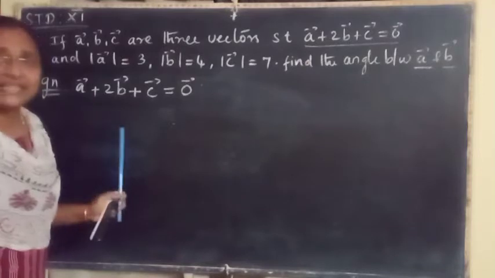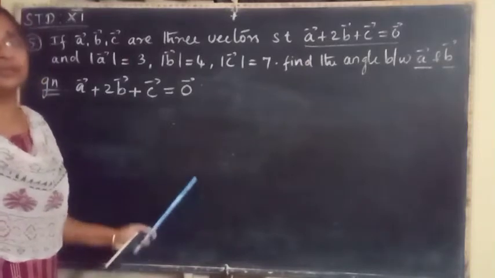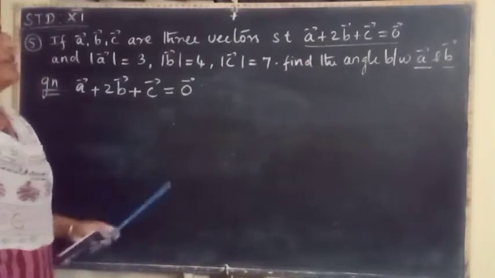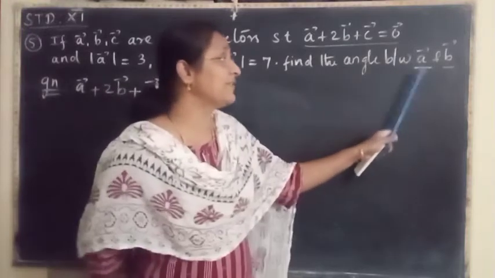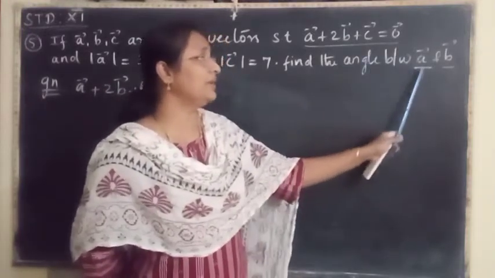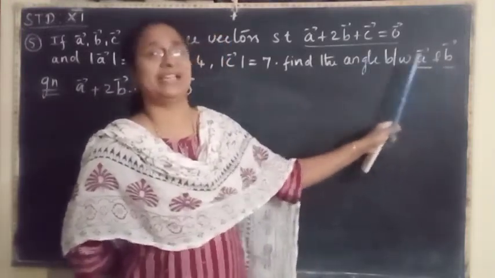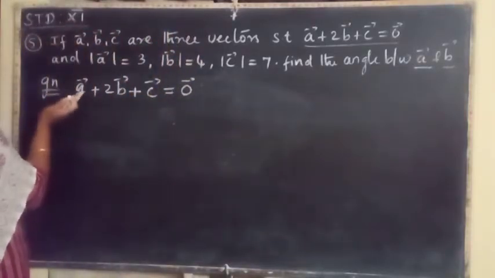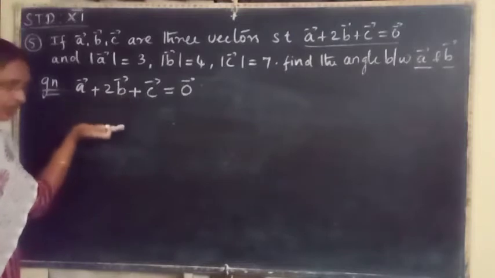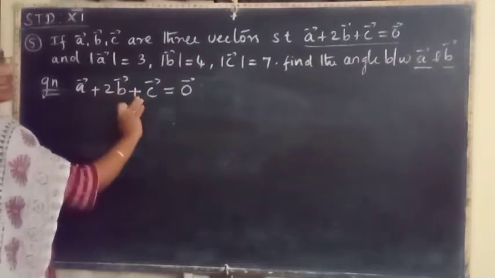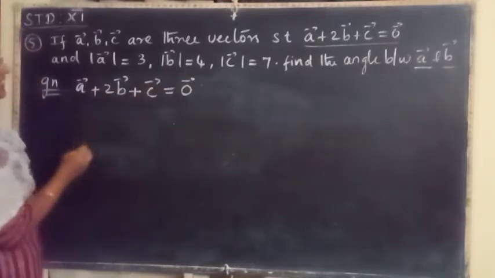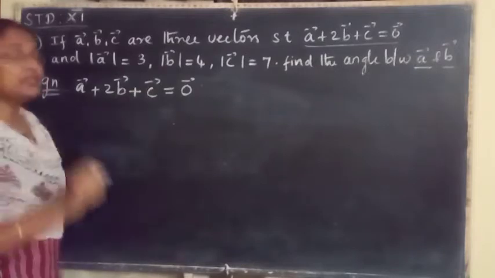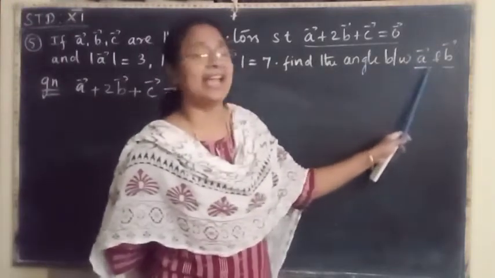With the help of this information only, I am going to proceed to find the value. As I told you already, look very specifically into this. I have to find the angle between A vector and B vector. So I am going to hold only A vector and B vector on the left hand side, and take the C vector to the right hand side, because I am going to find the value of the angle between A and B.